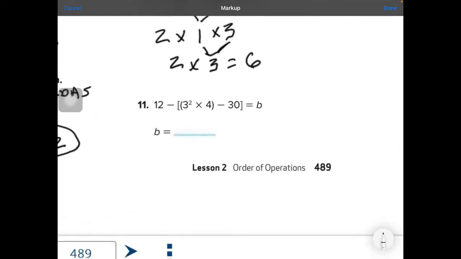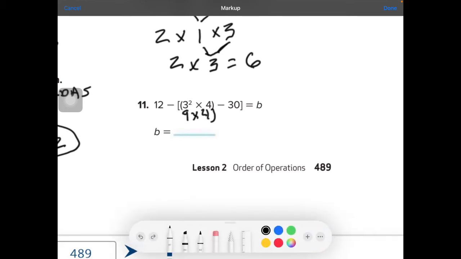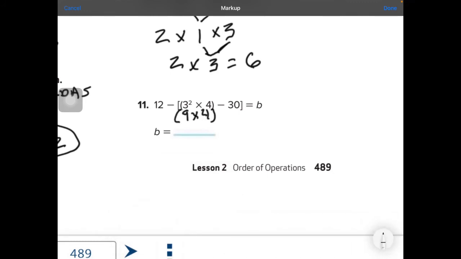Okay, now we've got brackets and parentheses. So first thing we need to do is translate that exponent. So 3 times 3 is 9 times 4 parentheses. I can do that next parenthesis a little neater. Let's try that again. Parenthesis minus 30. And then this is in a bracket, and this is in a bracket, minus 12.